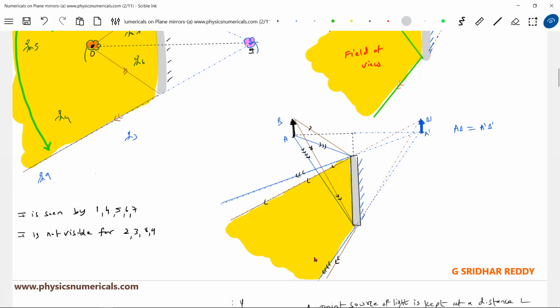So if you are here, the image will not be visible. If you are here, the image will not be visible. The image will be visible only in this yellow color region. So what is the field of view? For an extended object, you have to be a little careful. To view the complete image of an object, you have to be present in this region. So what is the comment we can put? In this region, the complete image A dash B dash is visible.